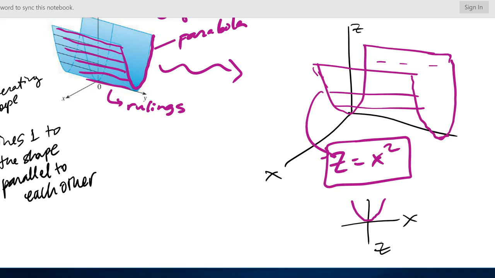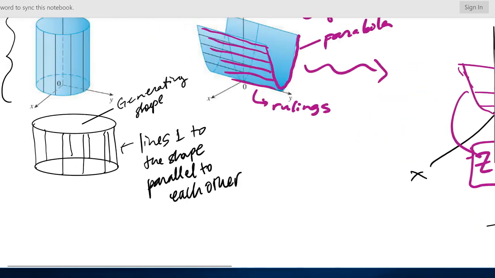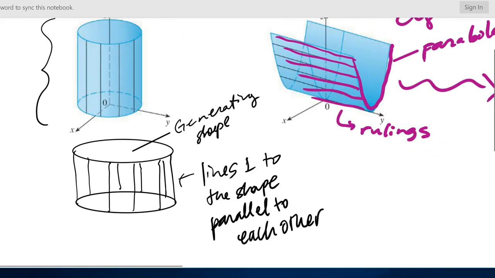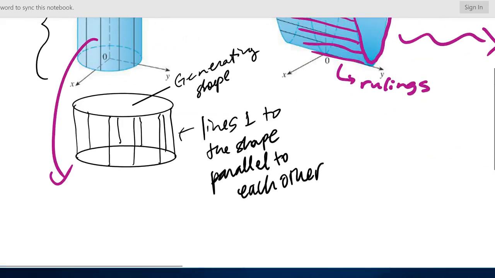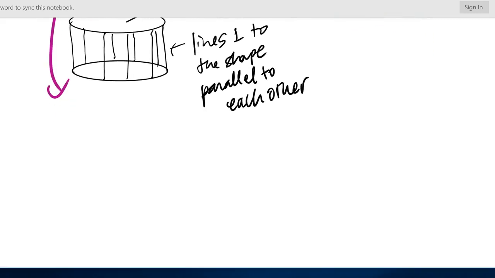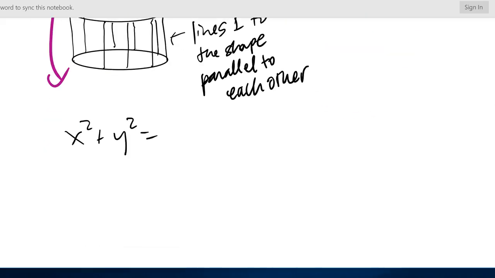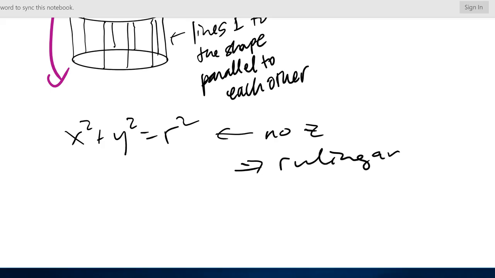Notice there's no y value. So that means it's going along the y-axis. The rulings are parallel to the y-axis. If you look back up here, this cylinder is x squared plus y squared equals, I don't know what the radius is, so I'll say r squared. So there's no z. This implies the rulings are parallel to the z-axis.